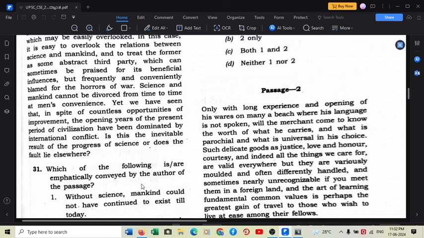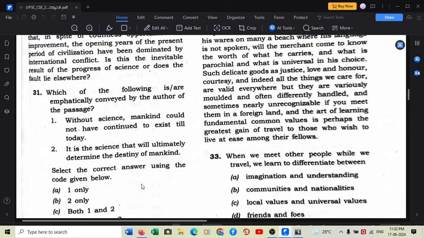Which of the following are or is emphatically, which means with confidence, conveyed by the author of the passage, right? So let us see, what is the author conveying confidently? So statement 1, without science mankind could not have continued to exist till today. Okay, so definitely yes, statement 1 is talking about the importance of science. But this is not what is being conveyed by the passage.